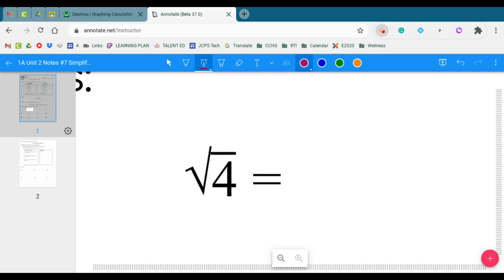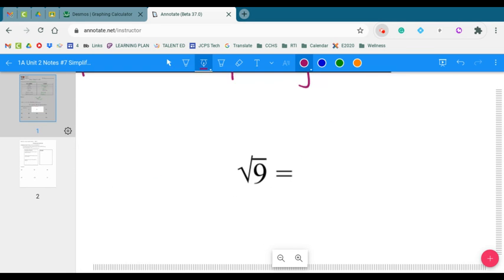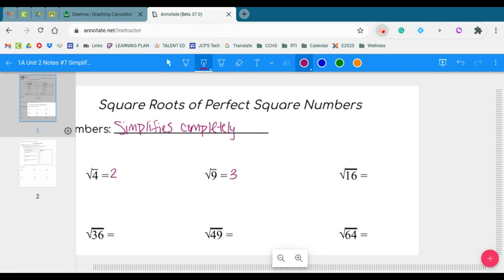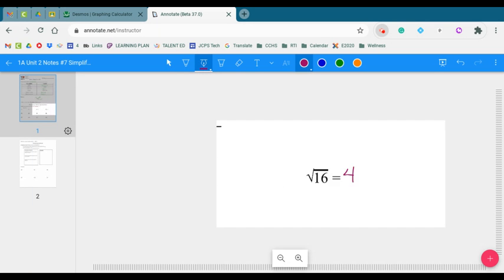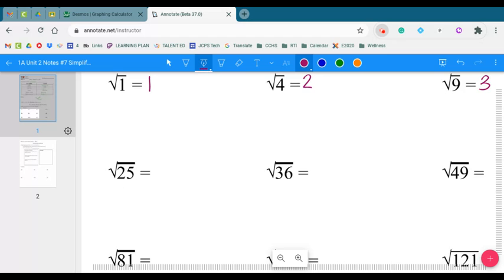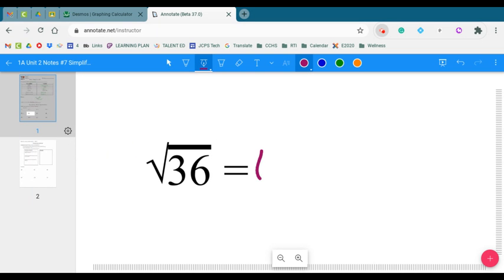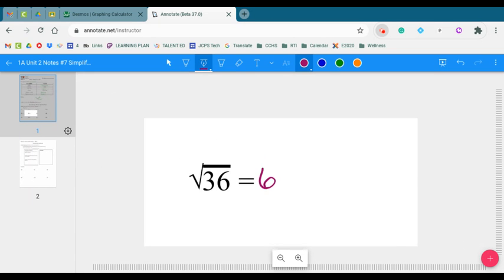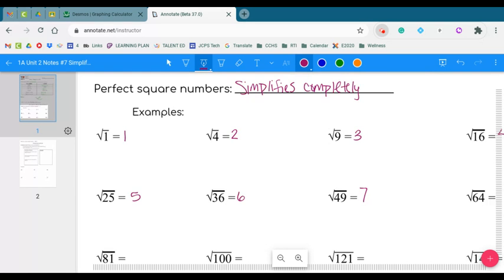Square root of 4 is 2 because 2 times 2 equals 4. The square root of 9 is 3 because 3 times 3 equals 9. The square root of 16 is 4 because 4 times 4 equals 16. And then you can hopefully kind of see the pattern. The square root of 25 is 5 because 5 times 5 equals 25. Square root of 36 is 6 because 6 times 6 equals 36. Square root of 49 is 7 because 7 times 7 equals 49.